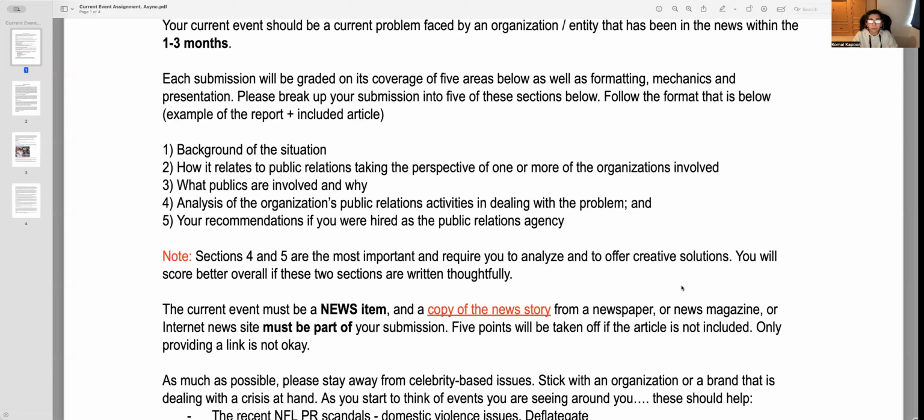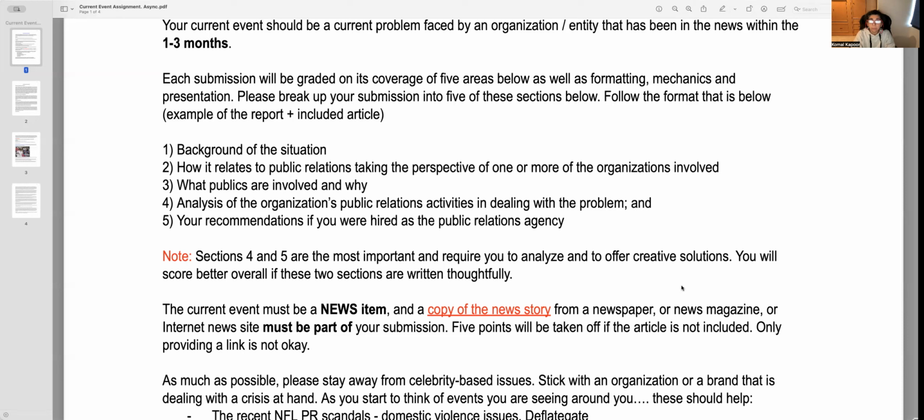Number 4, analyze the organization's public relation activities in dealing with the problem. So yeah, there's a disaster, there is some kind of crisis, something crazy has happened, something ridiculous may have happened. Some people have done something wrong in the organization, right? So analyze what actually happened, and how did the organization deal with it? Did they apologize for what happened? Did they deny what happened? Did they blame somebody else about what happened? So talk about how the organization has dealt with this problem.